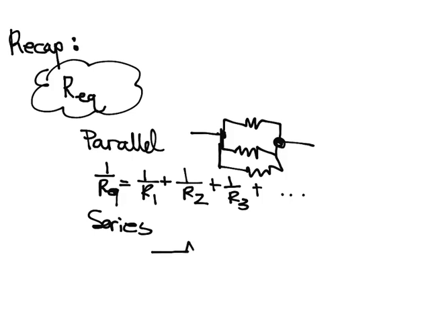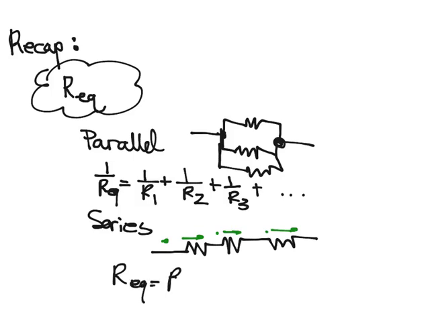Now if they're in series, and remember that series means that they're one after another, just like the episodes in a television series, and that if you are an electron and you go through one, then you have to go through the others, then your equivalent resistance will just be the sum of your individual resistors. So Req will be equal to R1 plus R2 plus R3 plus pretty much as many as you have.